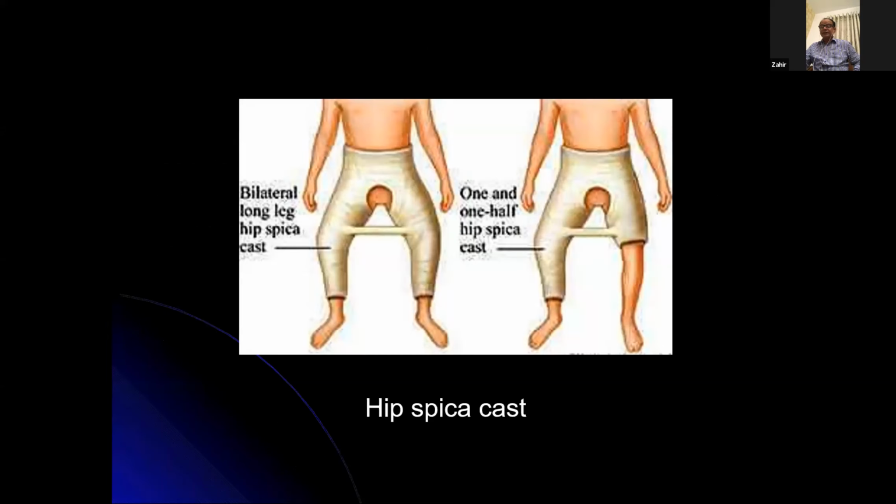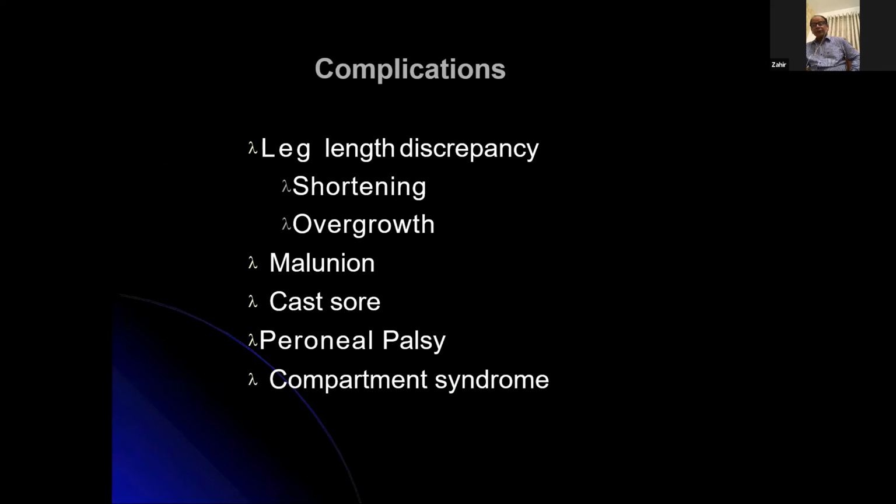Next slide. This is the hip spica cast. One is for bilateral femoral fracture in children, and another is for single femoral shaft fracture in children. Complications of the plaster cast: leg length discrepancy, shortening and overgrowth, malunion, cast sore, peroneal palsy, and compartment syndrome may develop.